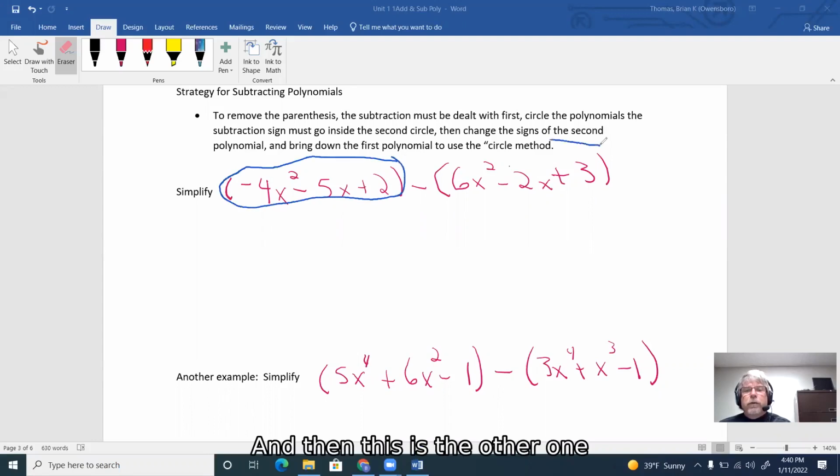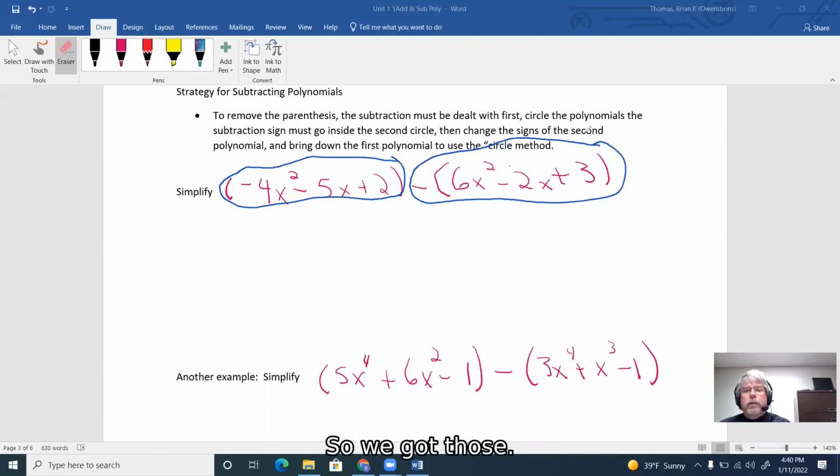And then this is the other one. Whoa, that really got out of my hand. All right, that's not too bad. So we got those.